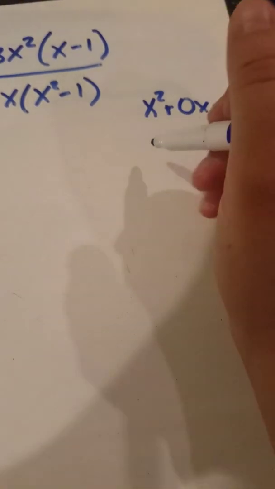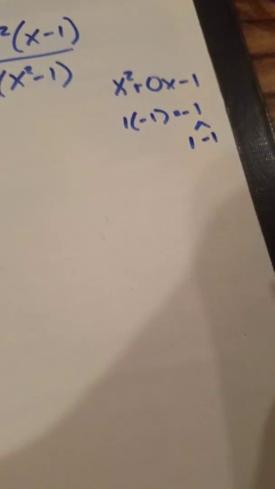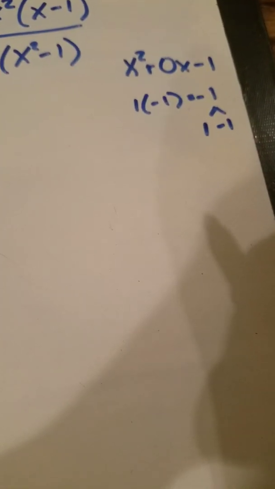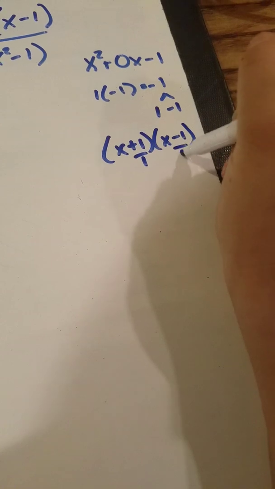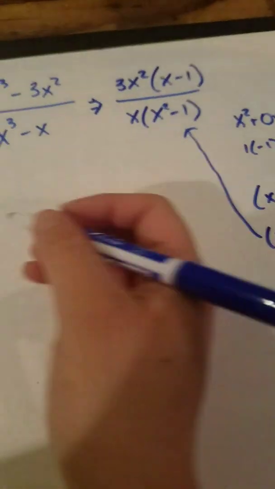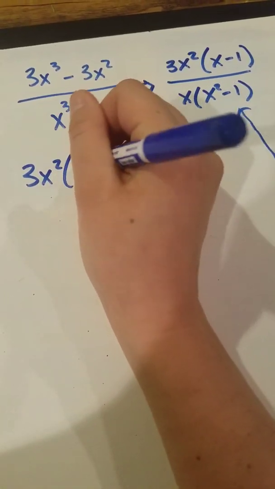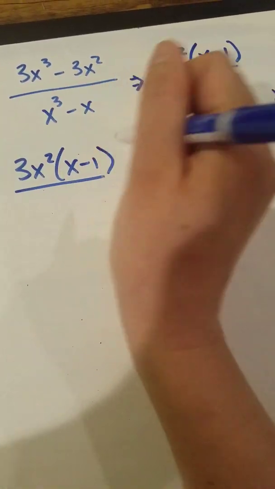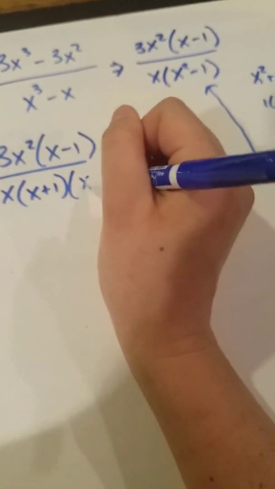So we would do our a times c. 1 times -1 is -1. Our only factors are 1 and -1 in whatever order you want. We would make our parentheses, x plus 1, x minus 1, again in whatever order you want, divide by our a value of 1, and we still get x plus 1, x minus 1. So this factors a little bit more. We're going to rewrite: we have 3x squared, x minus 1, over x, and then x plus 1, x minus 1.